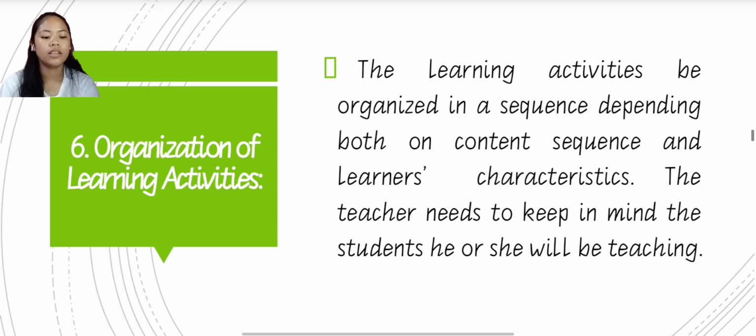The next one is the organization of learning activities. The learning activities must be organized in a sequence depending both on content sequence and the learner's characteristics. The teacher needs to keep in mind the students he or she will be teaching. Learning activities must be organized in a sequence that is appropriate for the learners. The sequence of learning activities should be based on the complexity of the content, the learner's prior knowledge, and the learner's learning style.